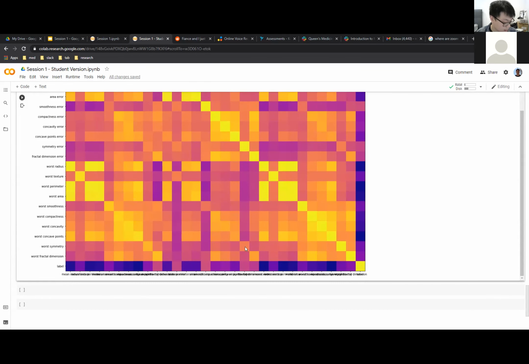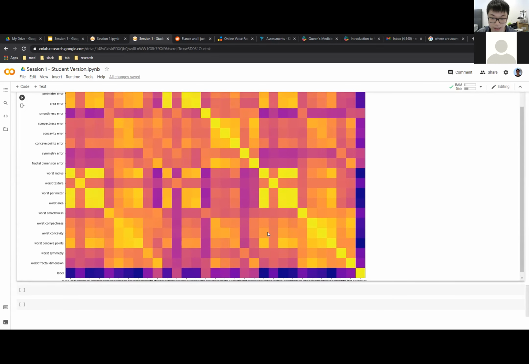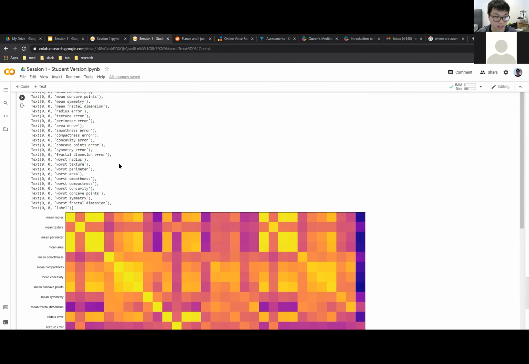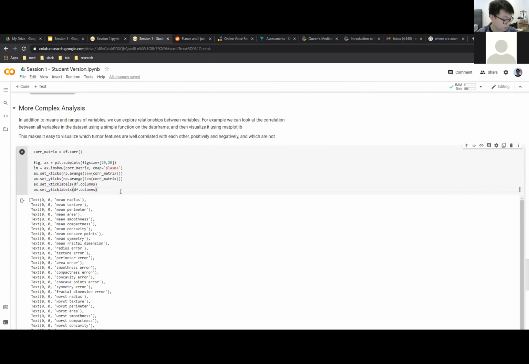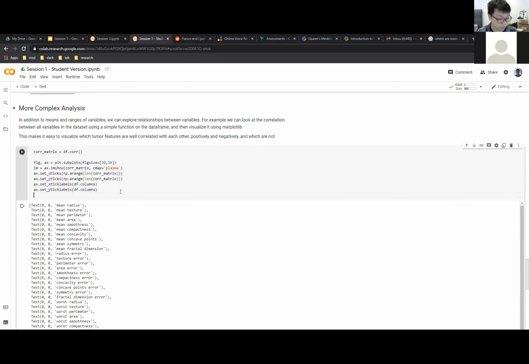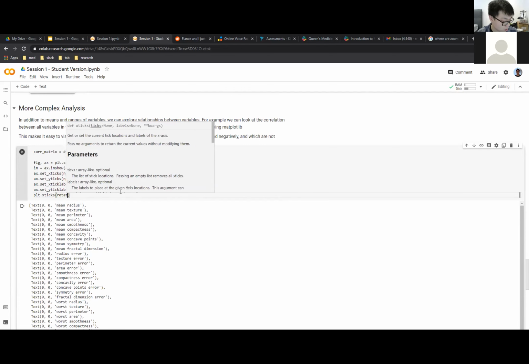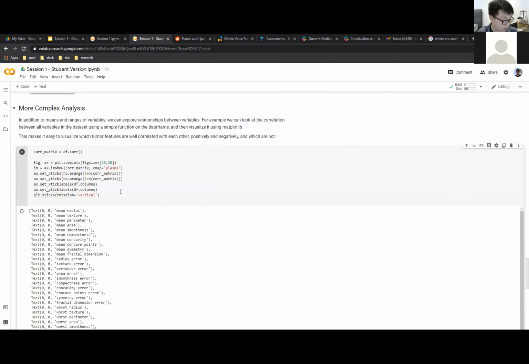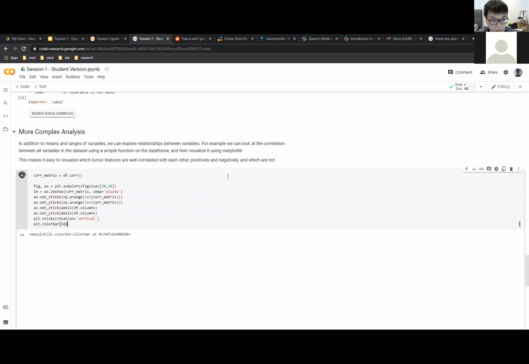So we notice that the axis at the bottom is a lot smudged and all the text is mushed together. So there's some beautification code that we can add in. For instance, we can tell the plot to rotate the x-axis by saying xticks rotation equals vertical. And let's add a color bar just to make it more interpretable. So we'll run it one more time.